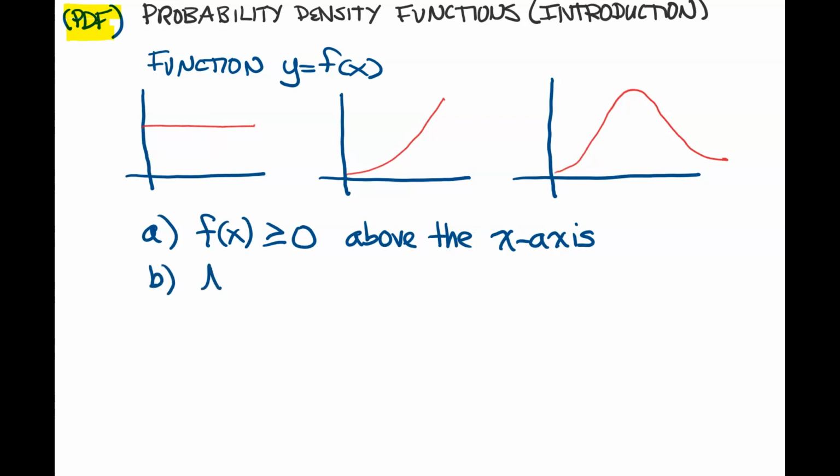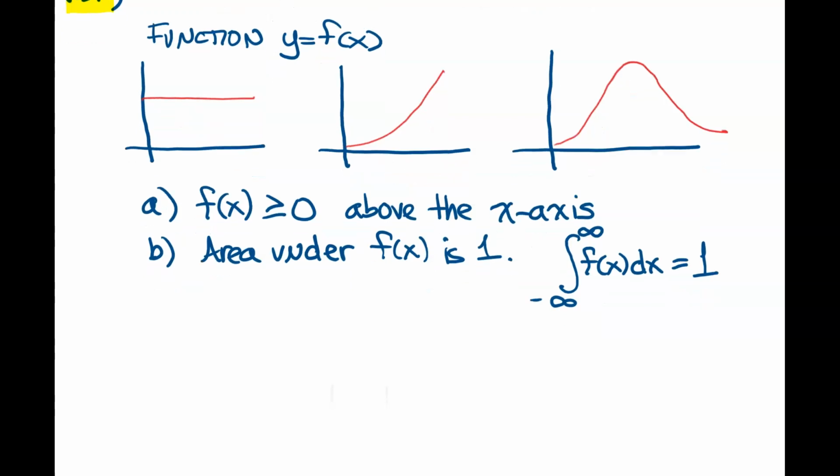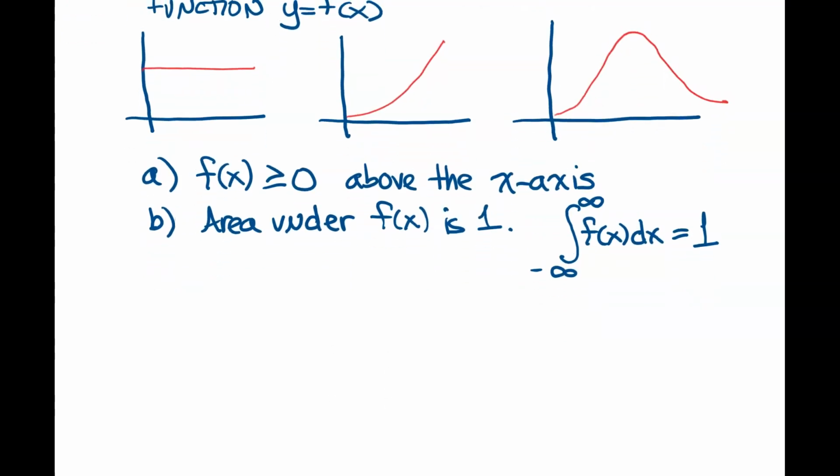The area under this function has to be 1, representing like 100% of the data. In calculus, we would say that the integral of this function, because that's how we get our area, is going to be 1. So the area underneath these functions has to be 1, representing 100% of the data, or the total probability.